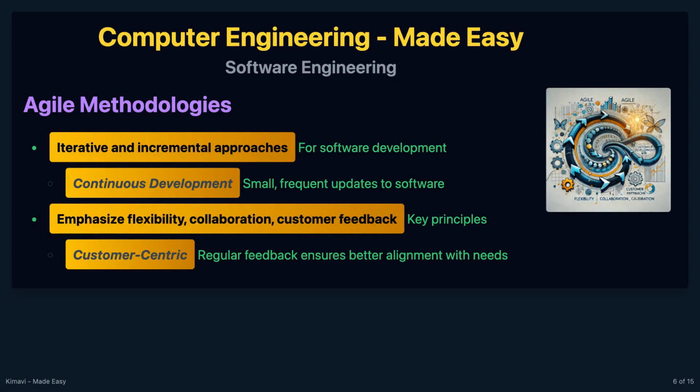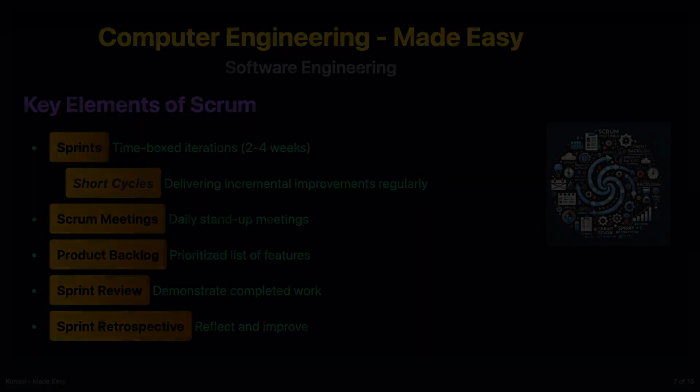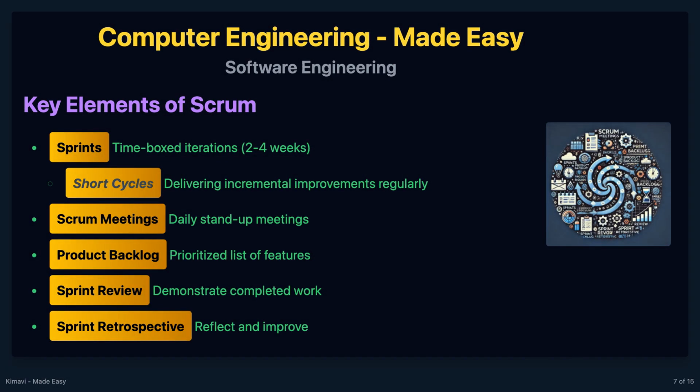Agile methodologies are iterative and incremental approaches to software development. They emphasize flexibility, collaboration, and customer feedback. The most popular Agile methodology is Scrum, which includes key elements such as sprints, which are time-boxed iterations, typically 2 to 4 weeks long. Scrum meetings, which are daily stand-up meetings to discuss progress and obstacles.